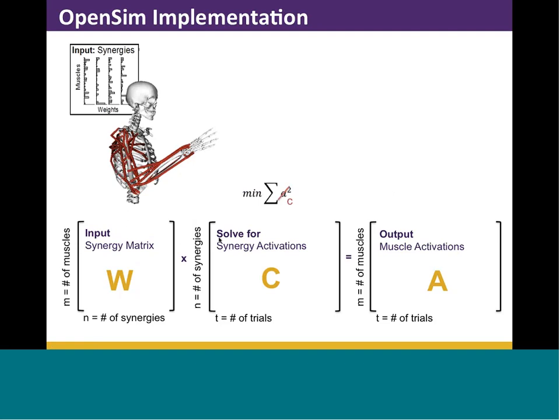So another way to think about this is if we were specifying for synergy optimization an identity matrix, where we have ones along the diagonal and zeros everywhere else, this would give us the exact same output between static optimization and synergy optimization.